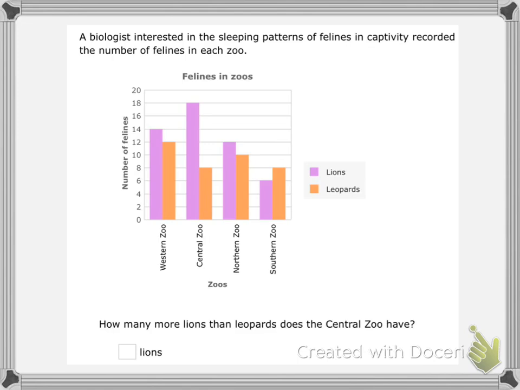We want to know how many more lions than leopards does the central zoo have. So that means we're only going to be looking at these two bars right here. And we want to find the difference between the pink bar and the orange bar, the lions versus the leopards. So for our lions, it's 18, and for the leopards, it's 8. So the difference between those is 10. So there are 10 more lions than leopards.